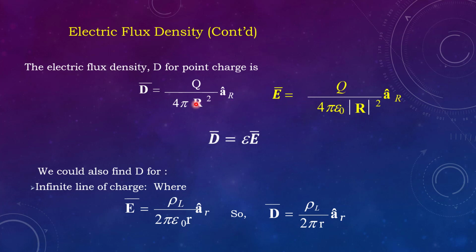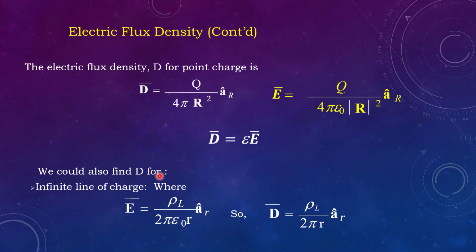But the difference between these two equations is what? It is epsilon naught, right? So if we derive the relation between these two quantities, D bar and E bar, where D bar is what? Electric flux density, and E bar is what? Electric field intensity. So D bar is equal to epsilon naught into E bar. Okay, this is one more formula. We are going to use it many more times later on.